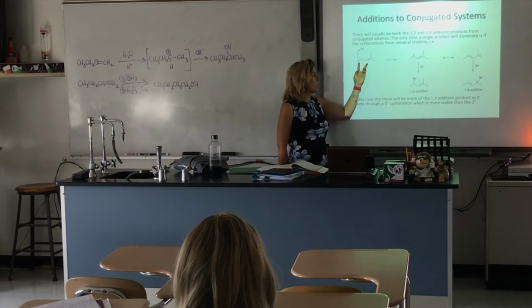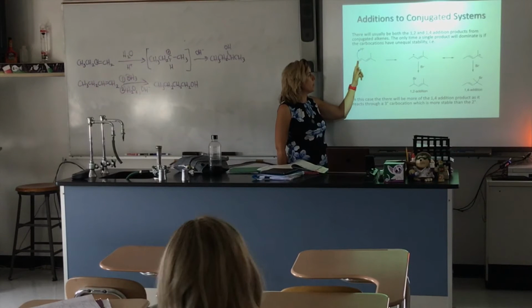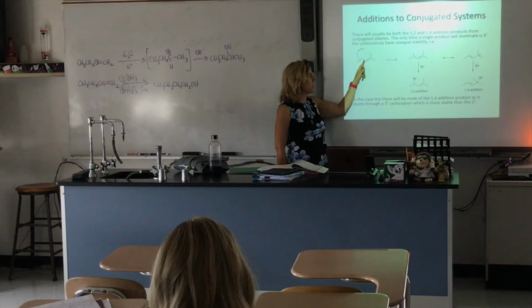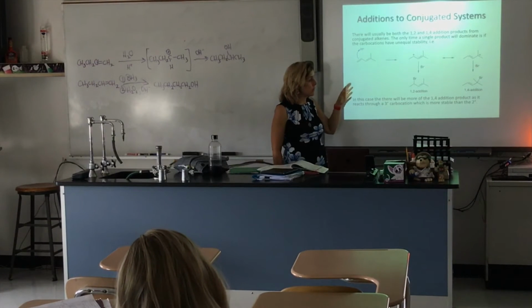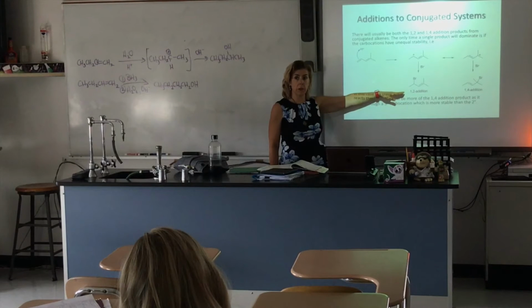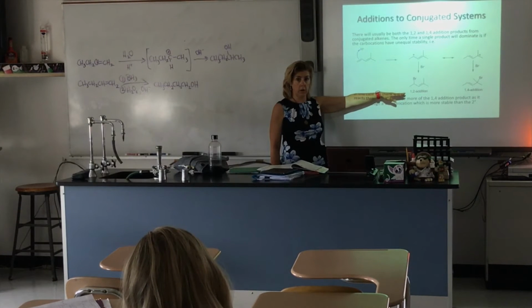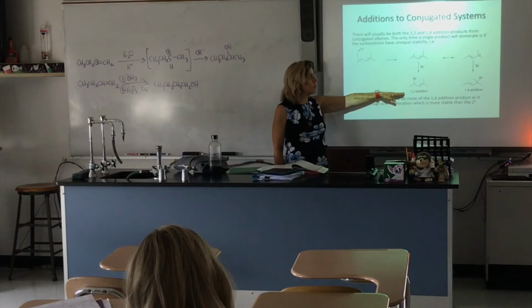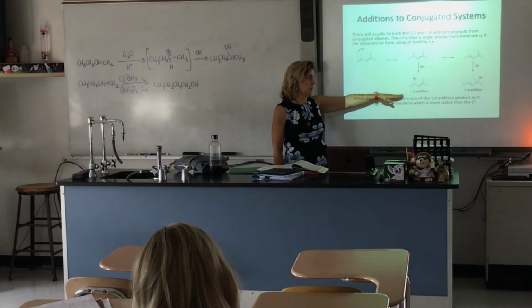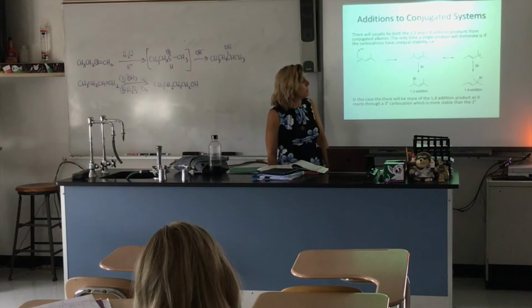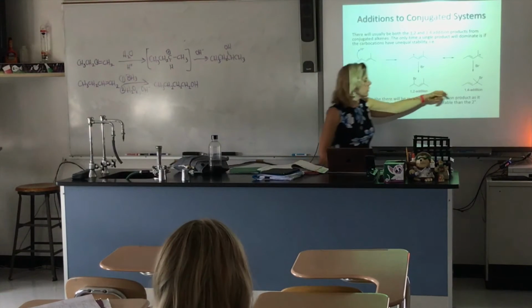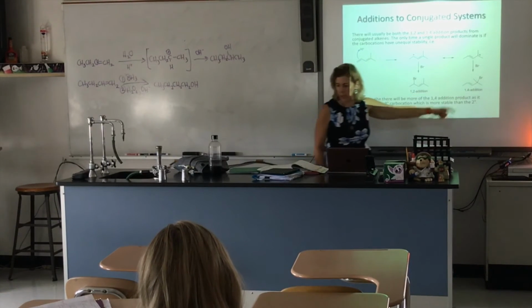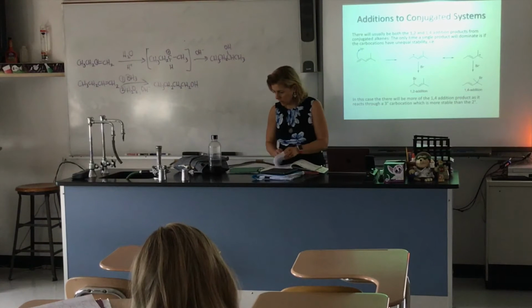So conjugated dienes, they have a double bond, a space, and then they have another double bond. So they have alternating double bonds. And the interesting thing is you get two different products because of resonance. So you could get addition on the one side or you could get addition on the other side. Okay, and I'll give you some examples here.